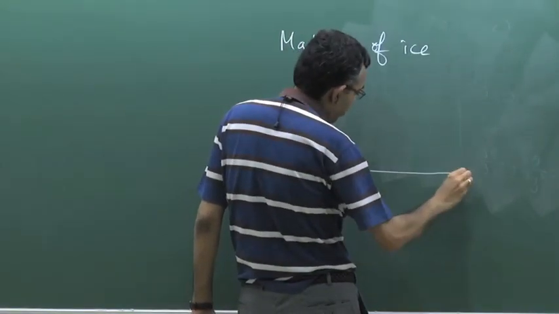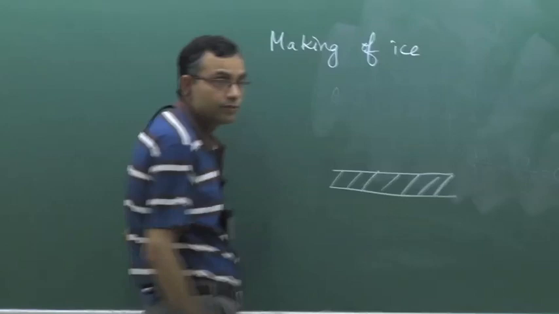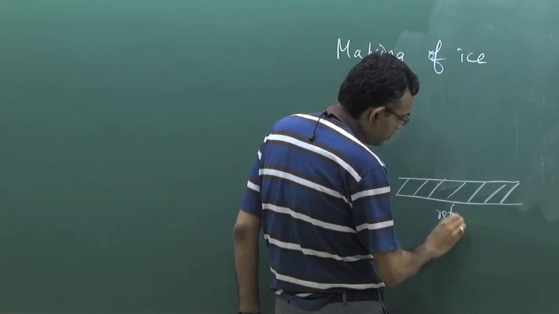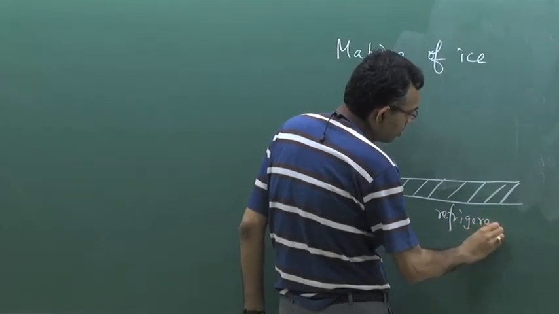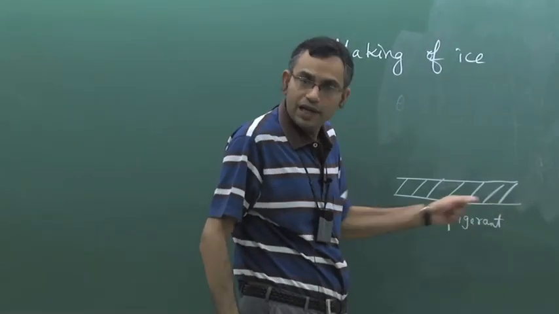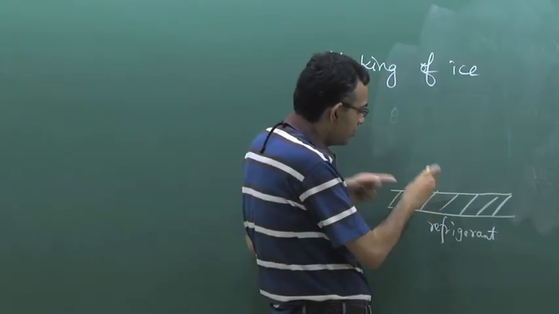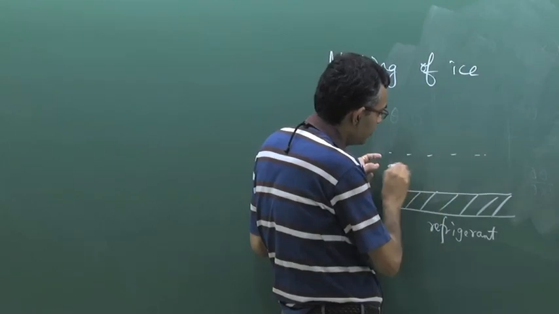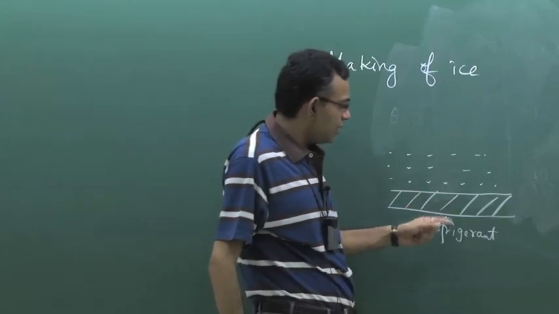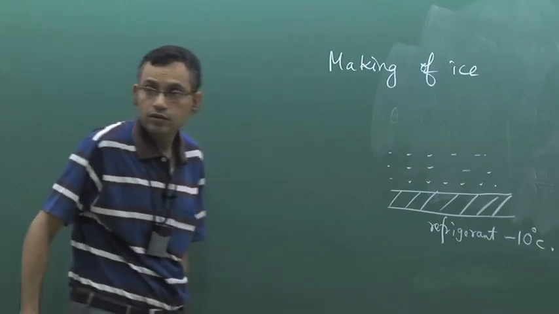Now, there is a situation something like this. You have a metal plate, and there is a refrigerant which is flowing below the metal plate with a particular velocity, and there is a heat loss. Over this there is water. Let us say this refrigerant is at minus 10 degree centigrade.